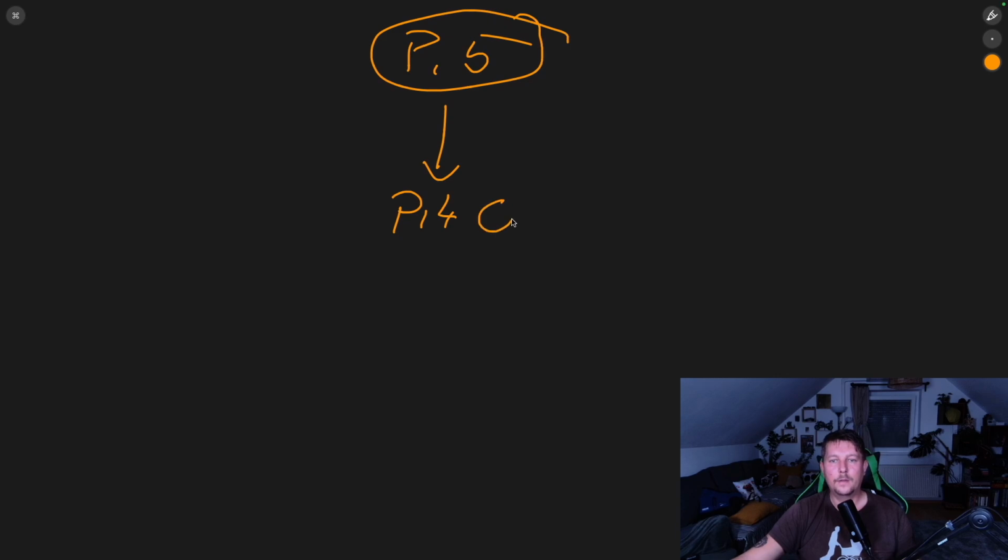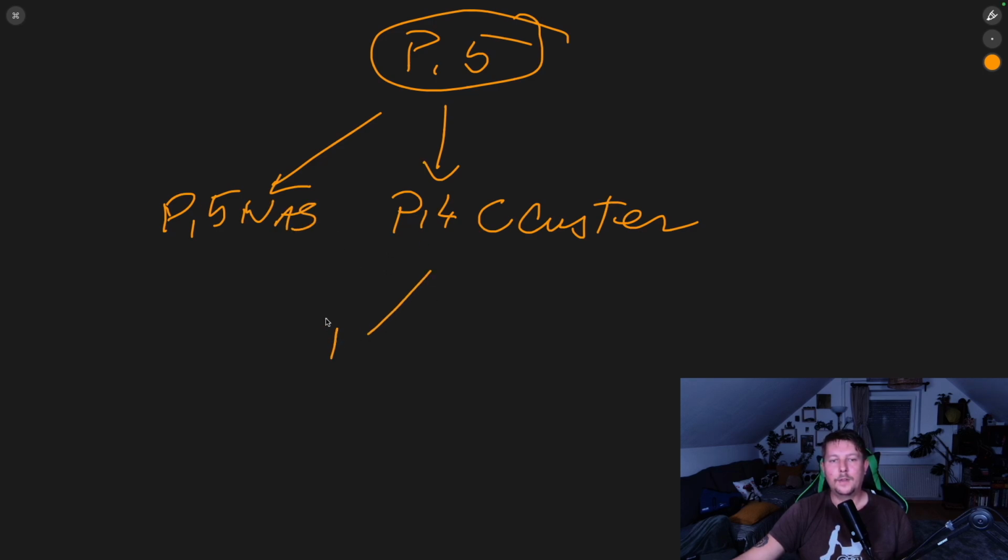So, Pi 5, and this is going to be the swarm manager. And we are going to use the Pi 4 cluster and the Pi 5 NAS. And every member of this cluster, so Pi 0 and so on. And what I want to do is to show you how you can do it.